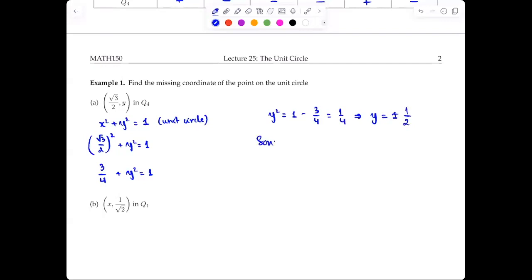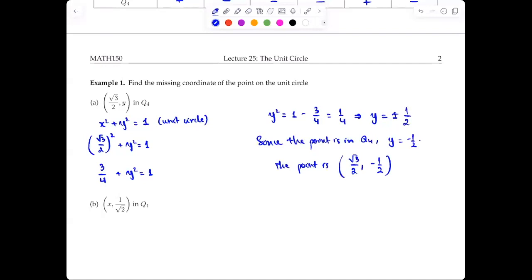So you say that since the point is in quadrant 4, y is equal to -1/2. And you say the point is root 3 over 2, comma, -1/2.